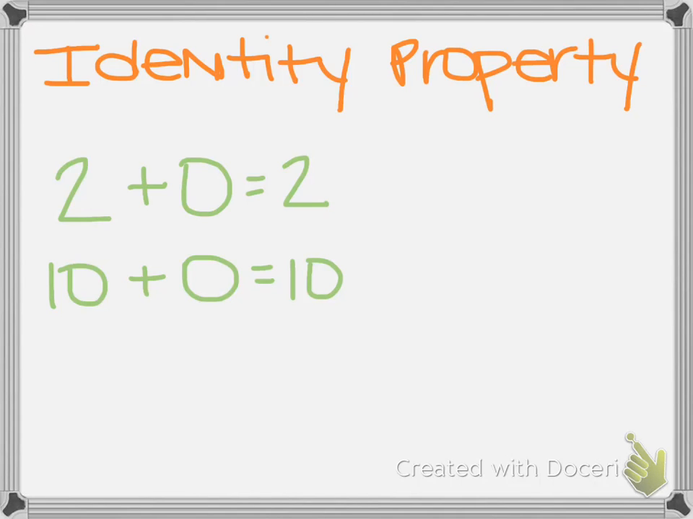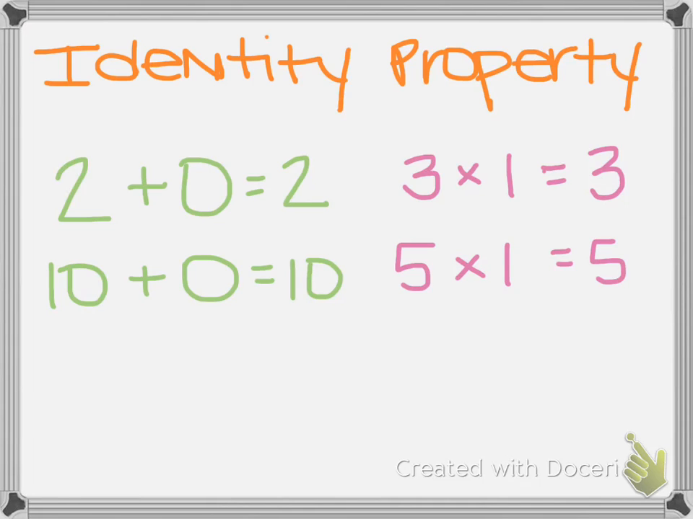We also have the identity property of multiplication. It's a little bit different, but let's look at 3 times 1. If I just have one group of 3, it keeps its identity. It's just 3. The same thing would happen if I had 5 times 1. It equals 5. So this is the identity property of addition and multiplication. In addition, anything plus 0 will stay the same. And in multiplication, anything times 1 will stay the same.